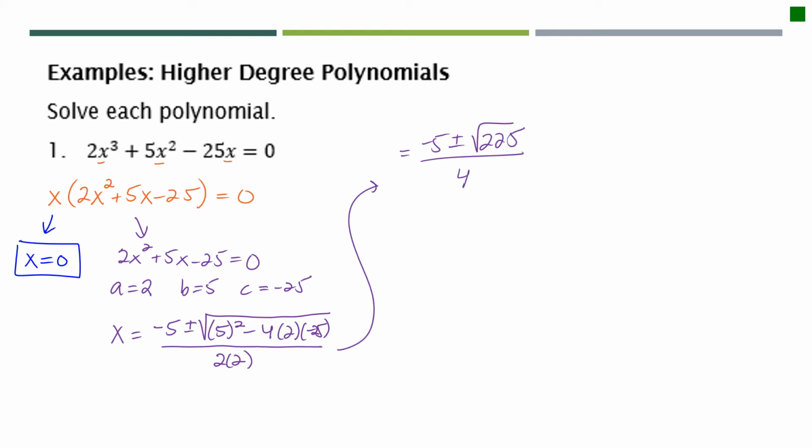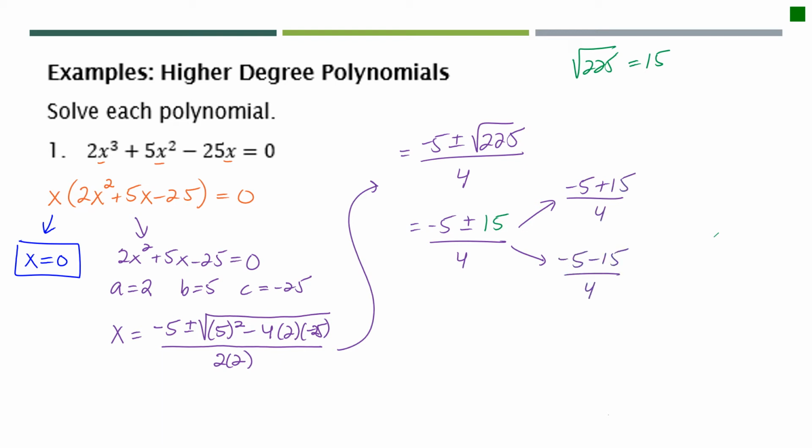Now 225 is a perfect square. So the square root of 225 comes out to be exactly 15. So when I rewrite this, I'm going to write negative 5 plus or minus 15, no radical anymore, because now I've taken the square root already, over 4. When this happens, when you are left with no radical and no imaginaries, what we're going to do is split this up into two separate answers, one using the plus and one using the minus. So I'm going to have negative 5 plus 15 over 4 and negative 5 minus 15 over 4.